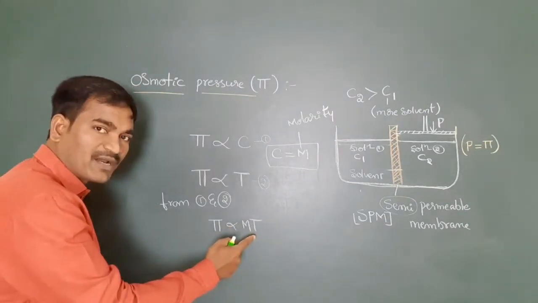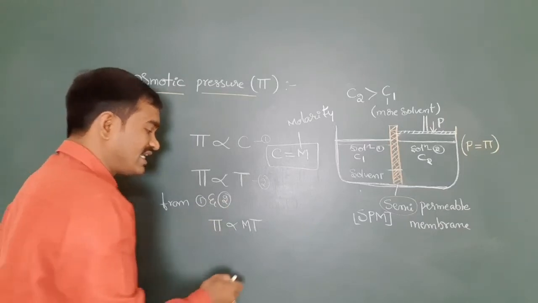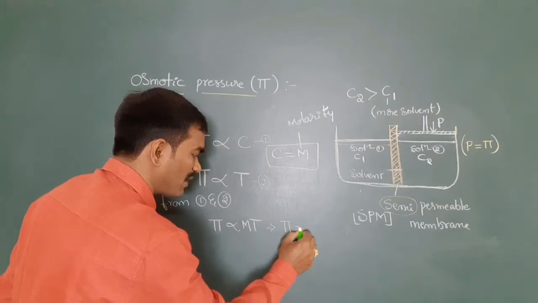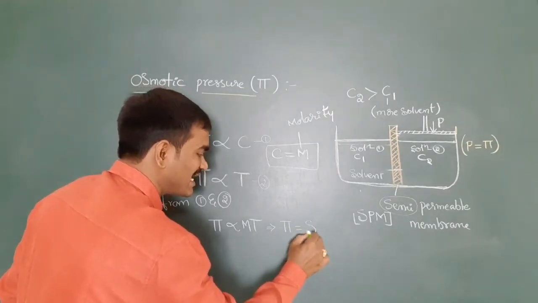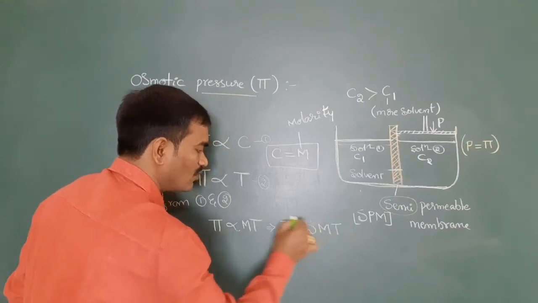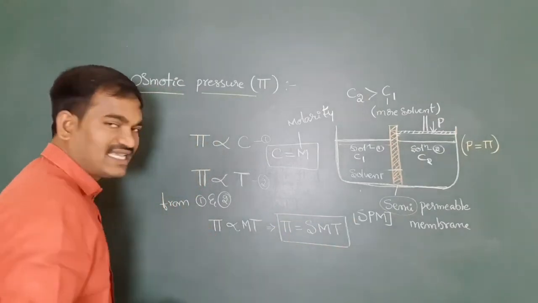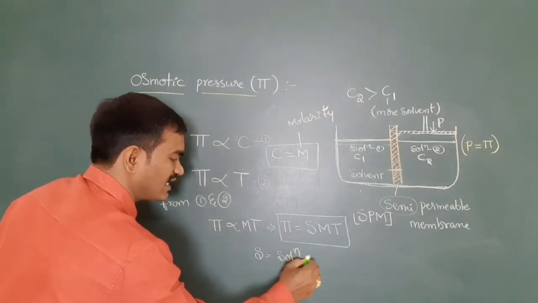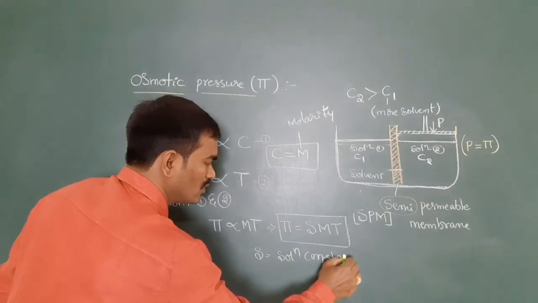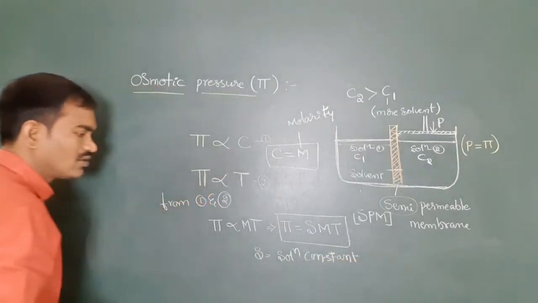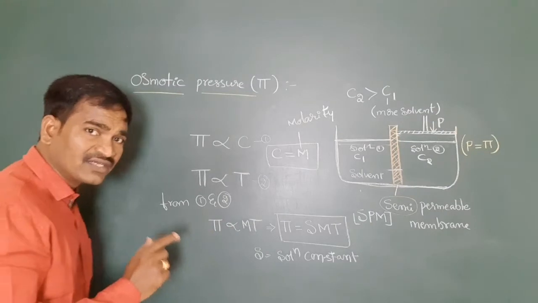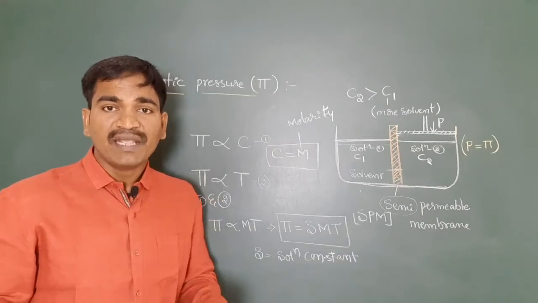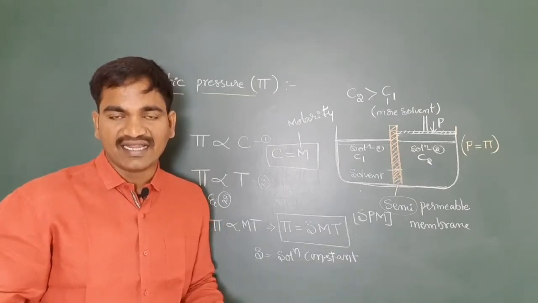But if you remove the proportionality, we have to write a proportionality constant. So here, pi is equal to SMT. What is S, sir, here? S is equal to the solution constant. So this solution constant, according to the Van 't Hoff explanation, dilute solutions behave like gases, ideal gases.